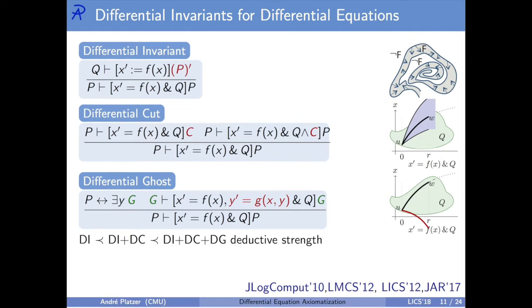And you can show that these are not just some stupid principles, but also that they strictly increase the deductive power of the system. So there are questions that only differential cuts can prove, that differential invariants cannot prove. And there are then questions that only differential ghosts can prove that the other two together cannot prove. So each of them actually adds something into the proof system.